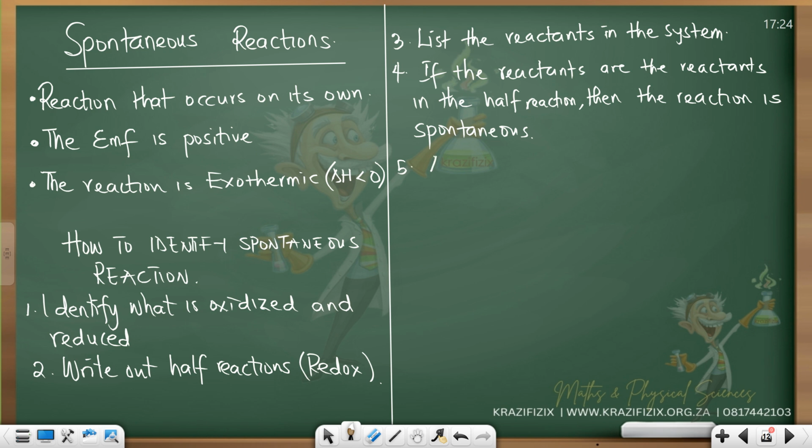Then number 5, apply. And there are different applications. I am going to start with my first application now. As a scientist in the lab, you must know what to store in what and what not to store in what. That's an application.